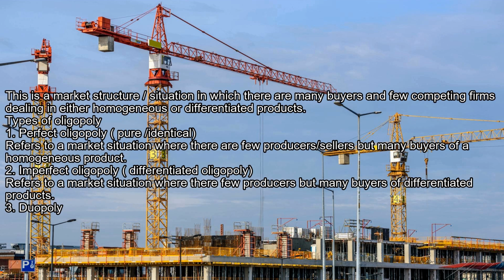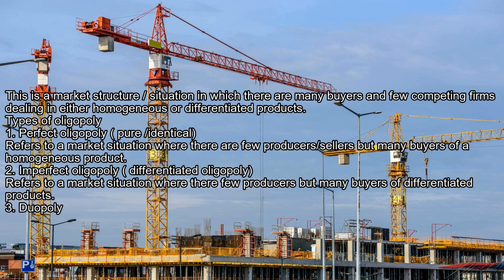Oligopoly. This is a market structure/situation in which there are many buyers and few competing firms dealing in either homogeneous or differentiated products. Types of oligopoly. 1. Perfect oligopoly, pure/identical. Refers to a market situation where there are few producers/sellers but many buyers of a homogeneous product. 2. Imperfect oligopoly, differentiated oligopoly. Refers to a market situation where there are few producers but many buyers of differentiated products.